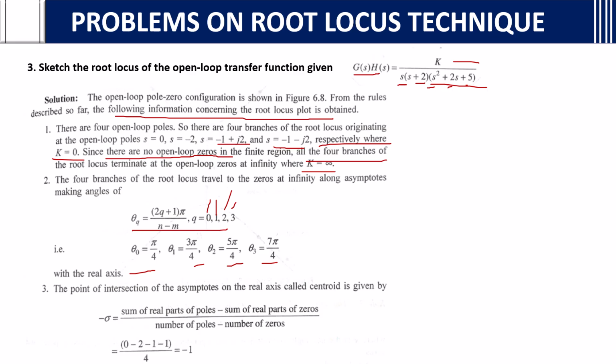You will get angles, that is pi by 4. Pi by 4 means what? 180 by 4, 45 degree. It is 45 degree. 3 pi by 4 means 3 into 180 divided by 4. You will get 135 degree. And 5 pi by 4, 5 into 180 by 4. You will get what?